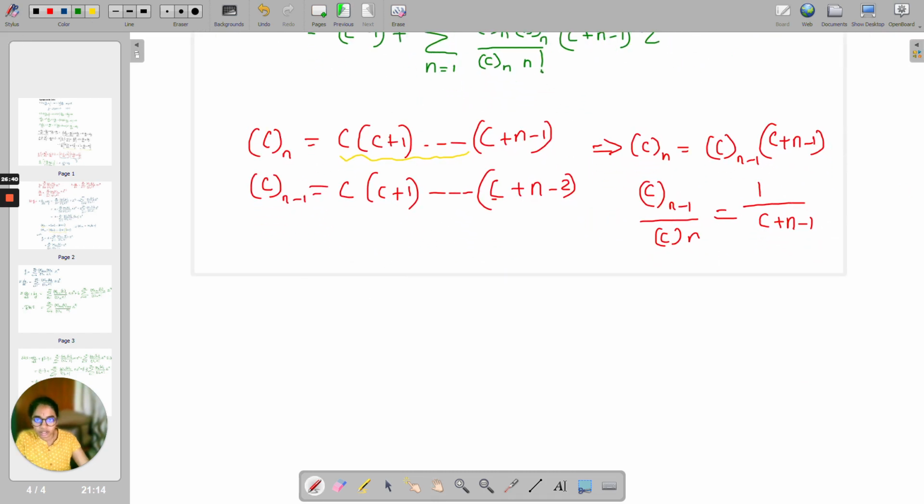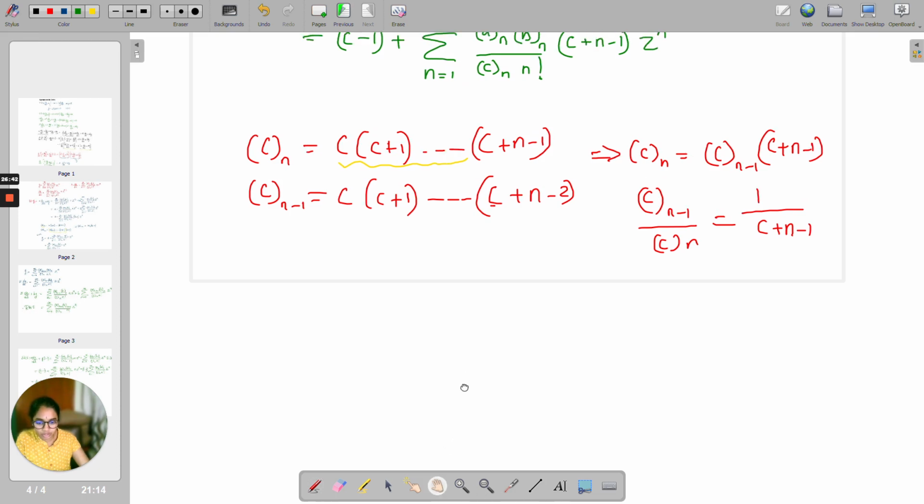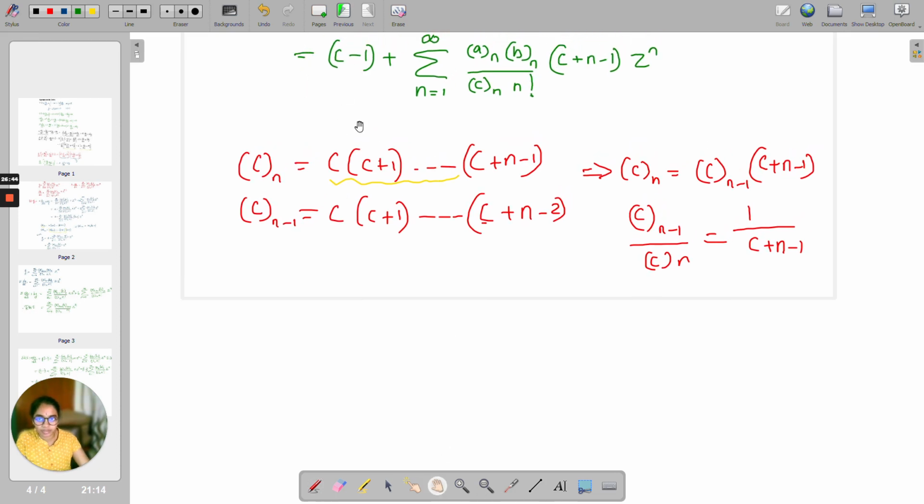Let me get back to that equation, this one. Let me replace it. This is equal to c minus 1 plus summation n is equal to 1 to infinity an bn over (c)n. No, I would have to replace it with what? c plus n minus 1.